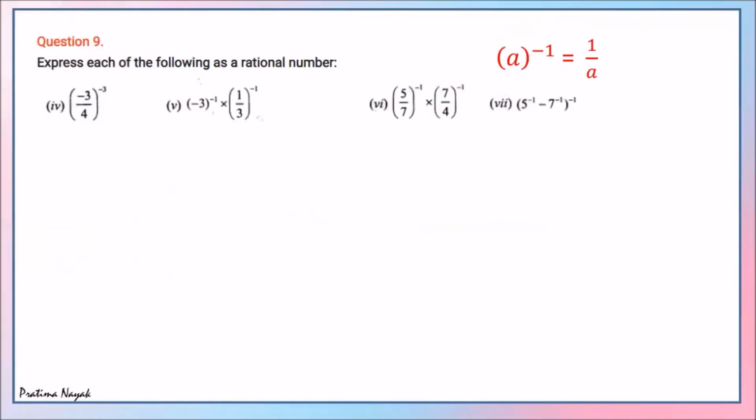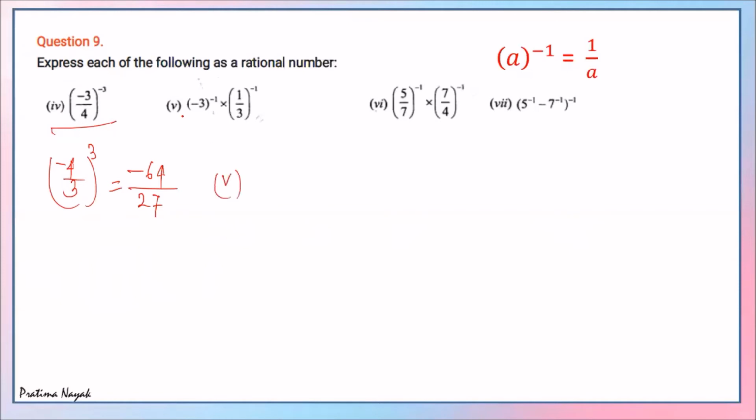Question number 9, fourth part. So 4th, 5th, 6th, 7th. The fourth part is the same thing you can do now. Minus 4 by 3 to the power 3. So minus 4, how many times? 3 times. So this will be negative 64. And 3 into 3 into 3 is 27. So this finishes your fourth part.